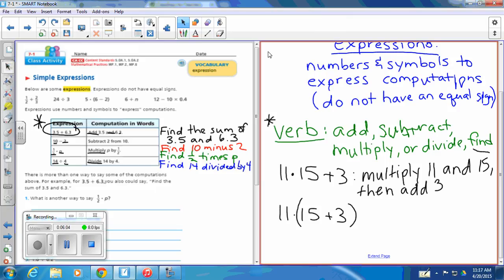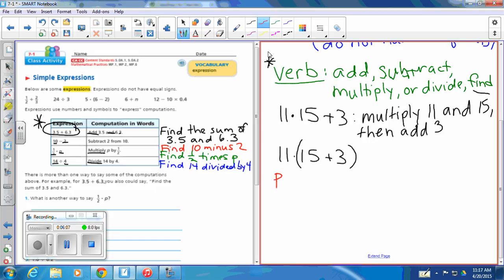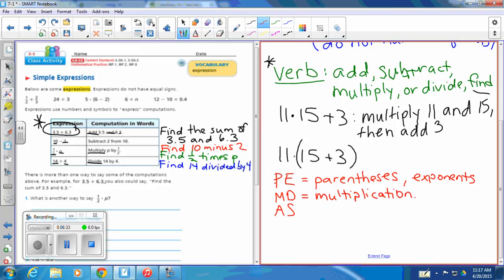So let's review. Remember we talked about Please Excuse My Dear Aunt Sally. Okay, we have, what's P? Say it out loud. Parentheses. What's E? Exponents. M? D? Now remember, multiplication and division are reciprocal computations. So when you have 2 of those, or 1 of each of those in an expression, you do it from right to left, just like you would read.